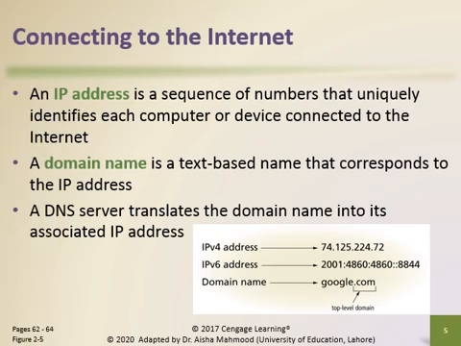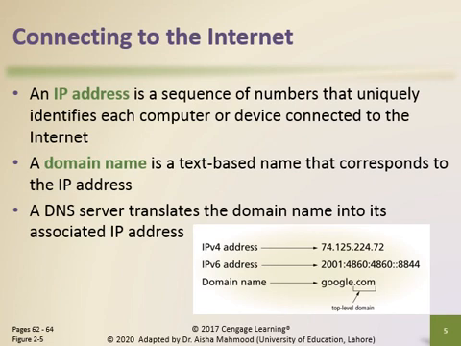The internet relies on an addressing system, much like the postal service, to send data to a computer or device at a specific destination. An IP address, short for Internet Protocol Address, is a sequence of numbers that uniquely identifies the location of each computer or device connected to the Internet. The Internet uses two IP address schemes, IP version 4 and IP version 6.